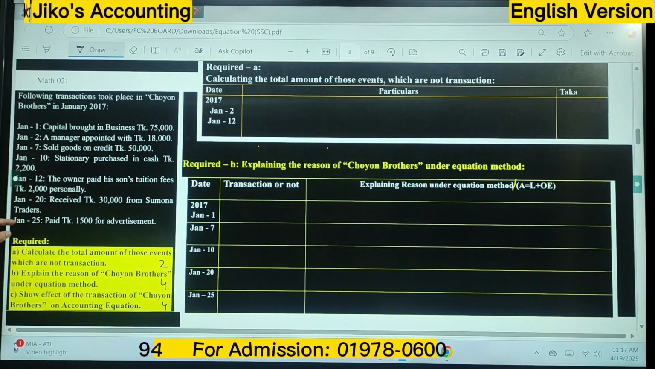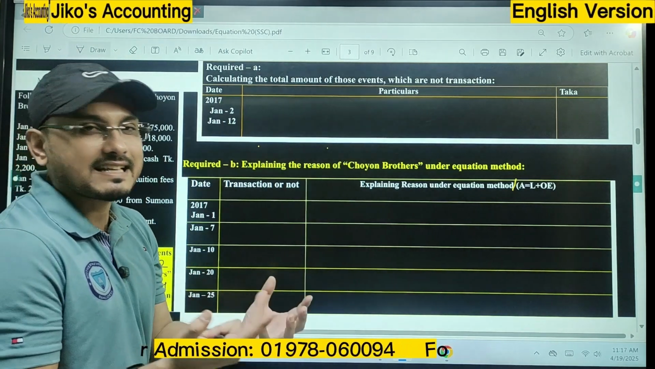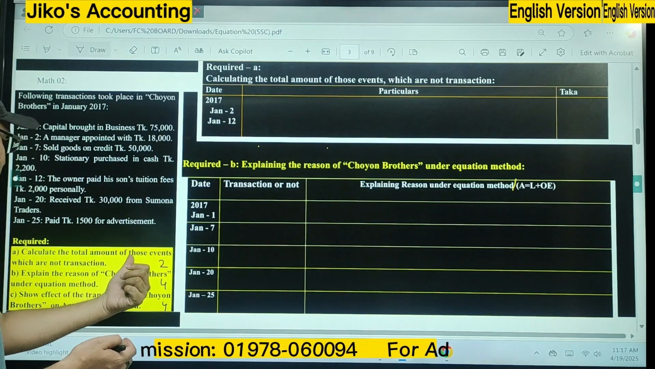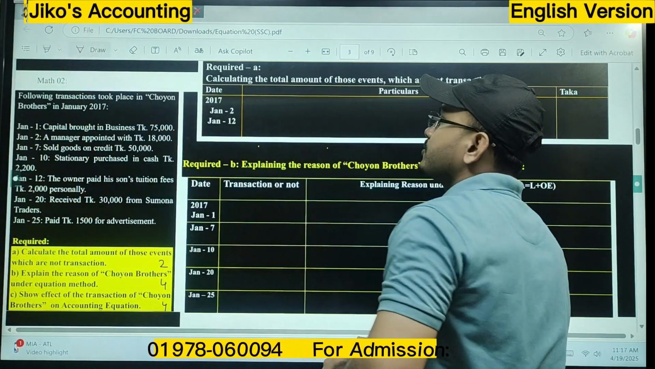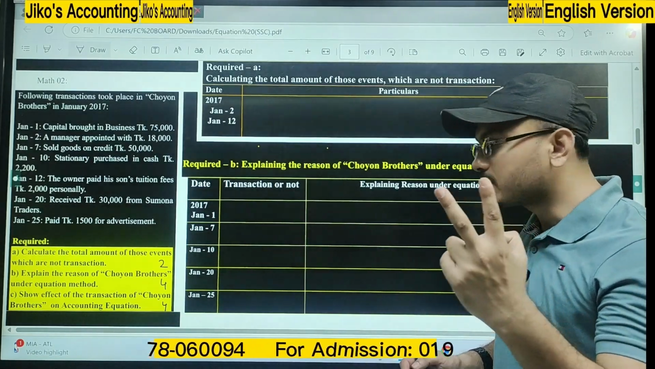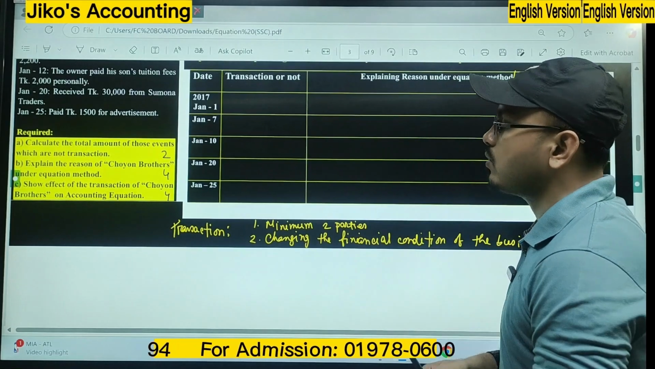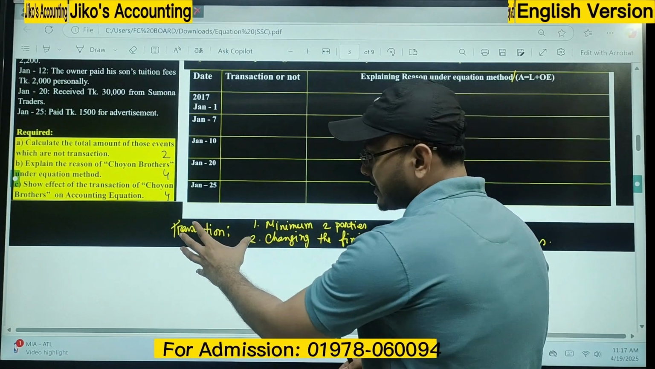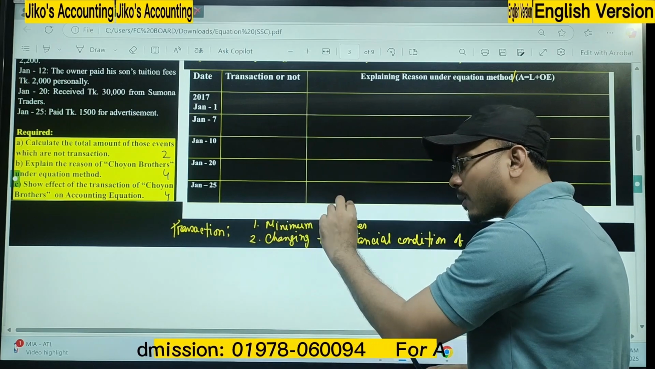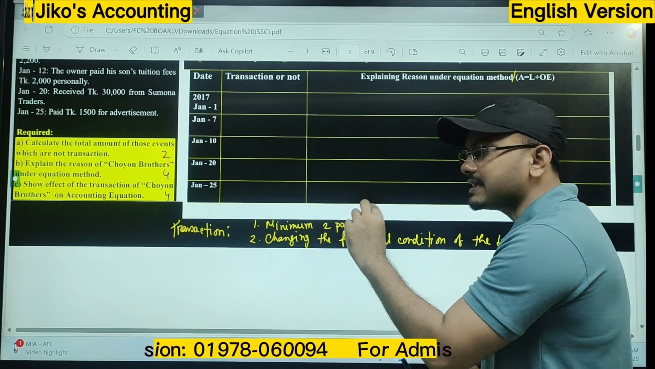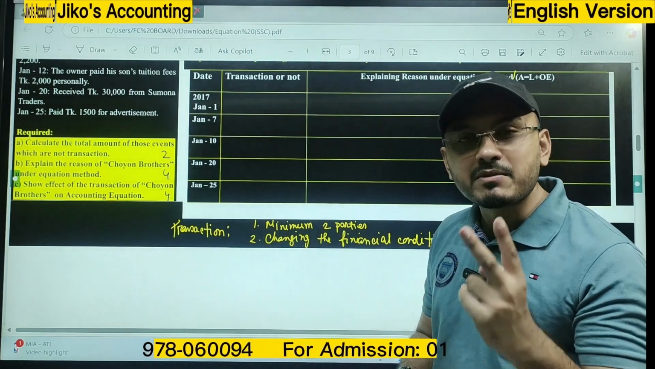Okay, to do our first requirement we have to again remember some of the basic things. Calculate the total amount of those events which are not transactions. To be a transaction, there must be two characteristics. That means these two conditions must be fulfilled. What are these transaction characteristics? If it's a transaction, these two characteristics obviously would be seen in this event. First, there must be a minimum of two parties.